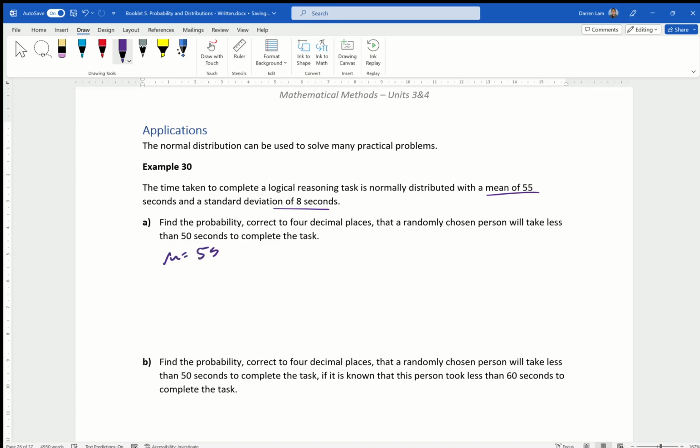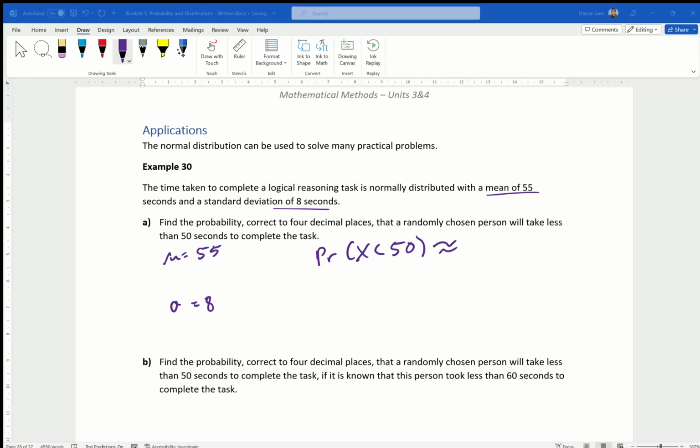So, I'm going to write down the values that I know. Mu equals 55 and sigma equals 8 seconds. The probability that x is less than 50 is approximately what?